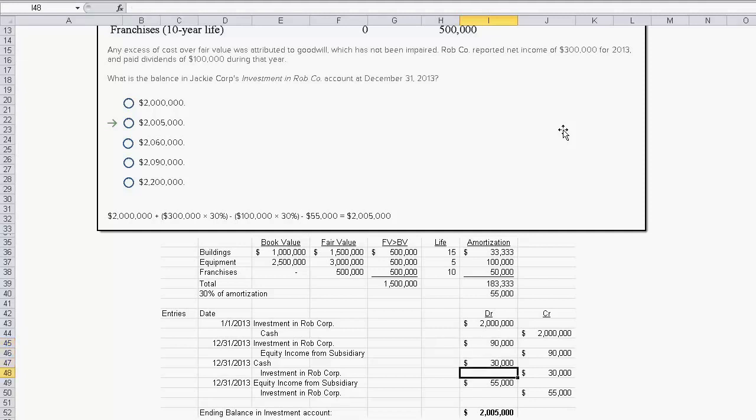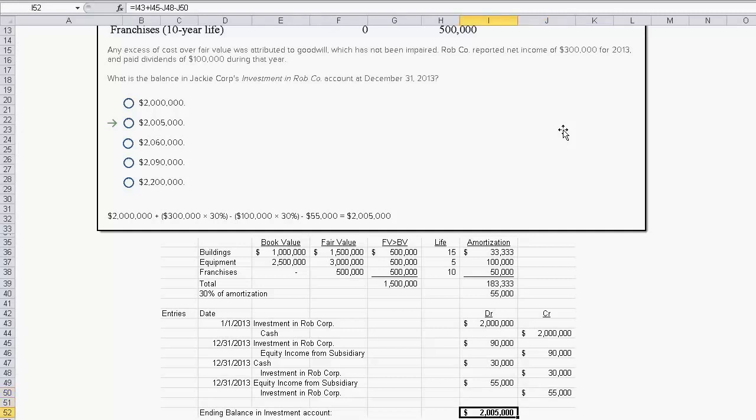And that's the $55,000 that we discussed right here. Okay, so we're going to reduce the equity income from subsidiary by $55,000 and reduce the investment in Rob Corporation by that same amount.